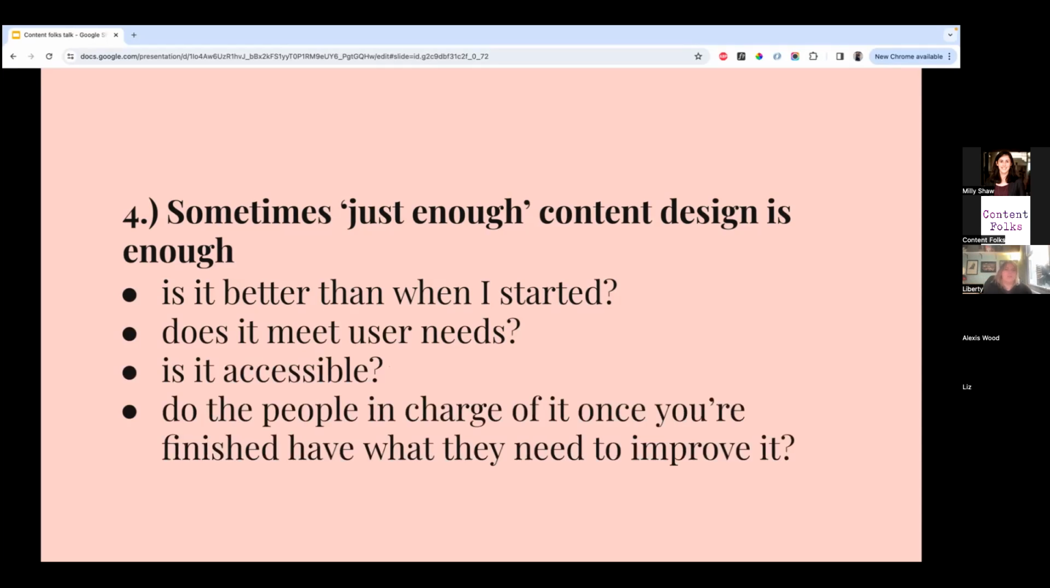And do the people in charge of it, I appreciate this is probably more relevant to those of us working in consultancy, but do the people in charge of it, once you've finished on the project, have what they need to improve it? So have you given them the guidance that they need to make changes to content in a well-designed way, or help them understand when content might need to be reviewed or retired or changed? They have access to a style guide, all of that kind of stuff. And if all of those are yes, then I've done just enough content design.